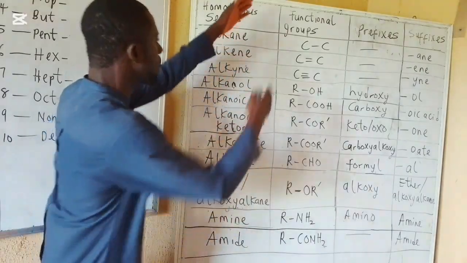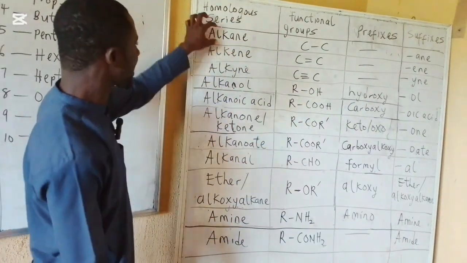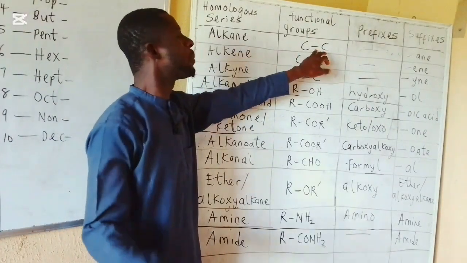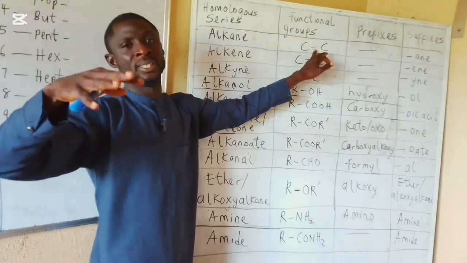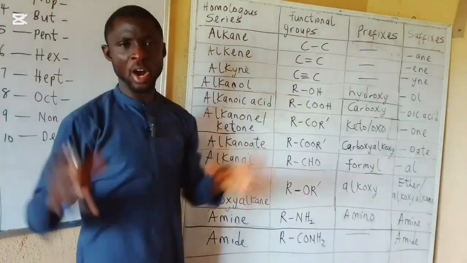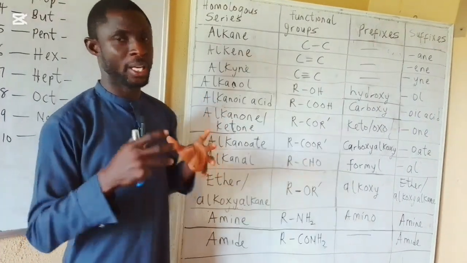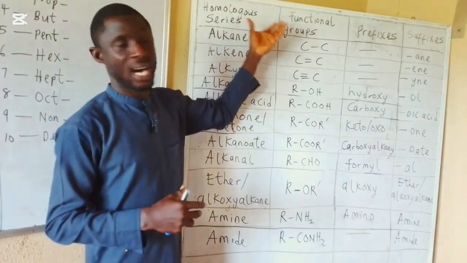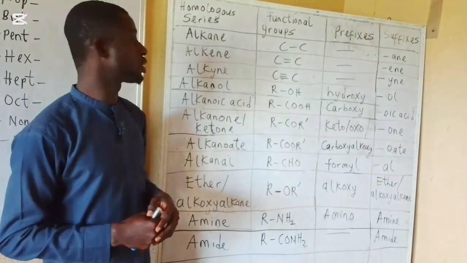Now, let's quickly run through the homologous series and the functional group here. For alkane, the carbon will be joined with what? Single bond. So if you see an organic compound where the carbon is joined with single bond, and in that organic compound we are seeing only carbon and hydrogen, that organic compound belongs to this homologous series. It belongs to alkane.